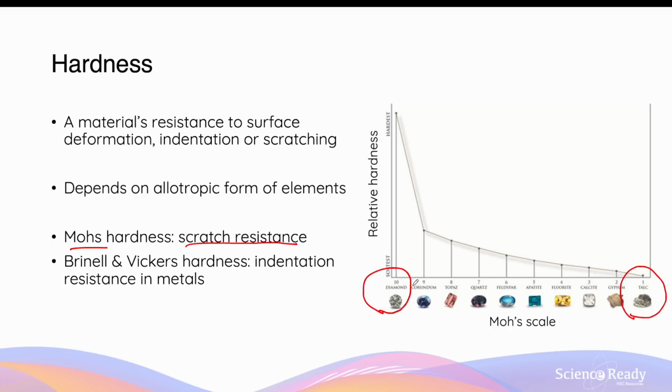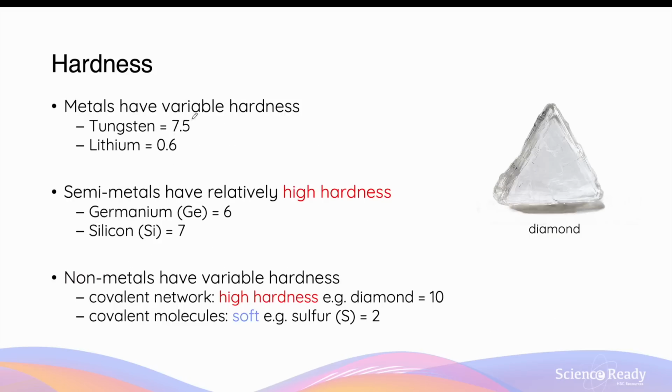due to the diamond's hardness. There are other scales that measure indentation resistance, specifically in metals, for example, the Brinell and Vickers hardness, which I won't speak about in this video. Metals have a variable hardness.